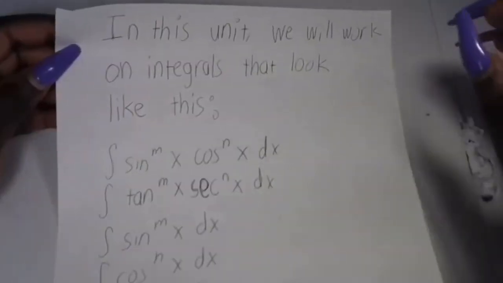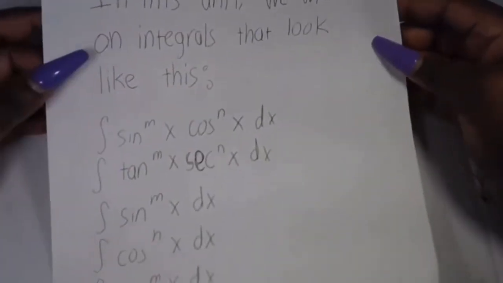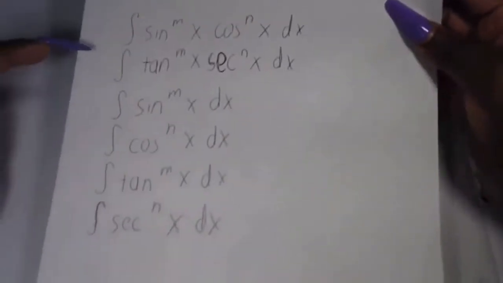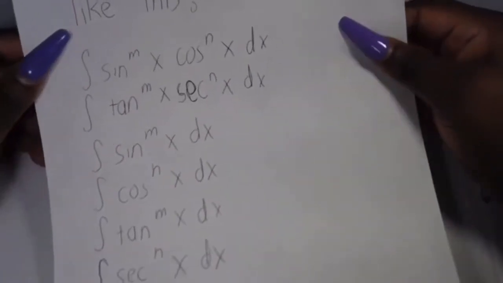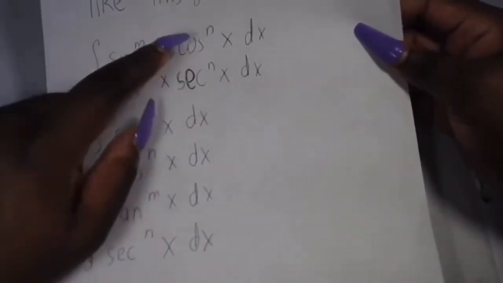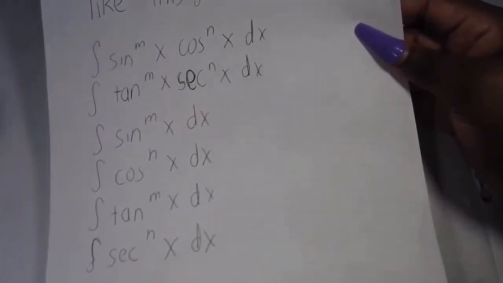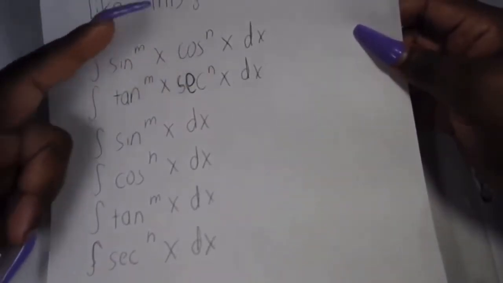So in this unit, we are going to be talking about trigonometric integrals using substitution, or basically trig integrals with higher powers. In this unit, we're going to work on integrals that look like this: sine x to the m power times cosine x to the n power dx.